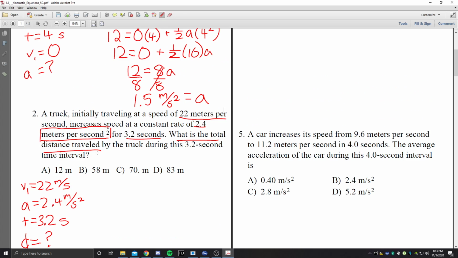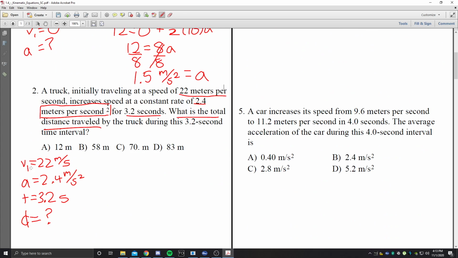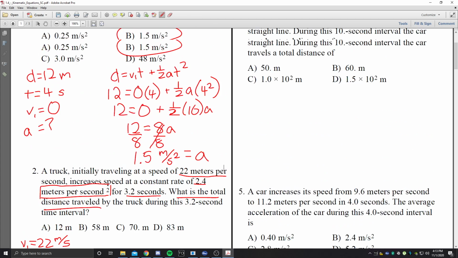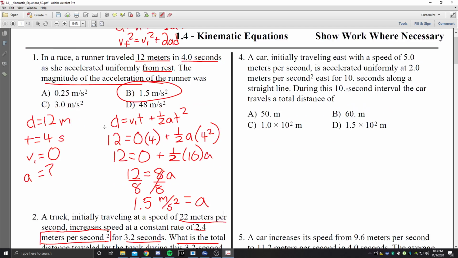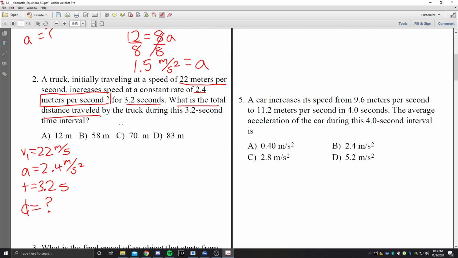So again, if we take a look at the formulas, we have VI, we have A, we have T and D, which means that our formula must have all 4 of these variables. Which formula has all 4 of these terms? The only formula that has everything you need is D is equal to VIT plus 1/2 AT squared. We don't have VF, we don't have final velocity, which means we can't use the other formulas. This is the only formula we can use.